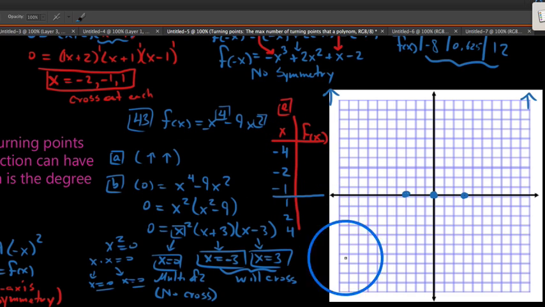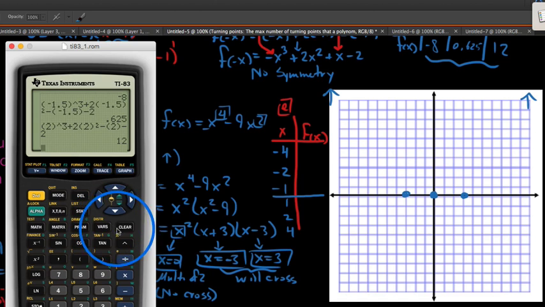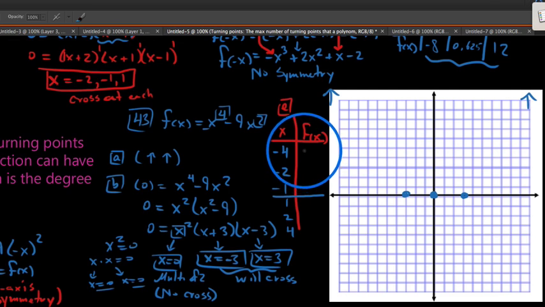So let's start by plugging in negative 4. And the way I would do this is, of course, I would get my calculator out. And I would just say, hey, it's not cheating. It's just taking advantage of your resources here. So we have negative 4 to the 4th power here, and that would be minus 9 times negative 4 to the 2nd power. So I'm going to hit enter here and I get 112. Wow, 112, are you kidding me? Well, okay, we'll put 112 on there.